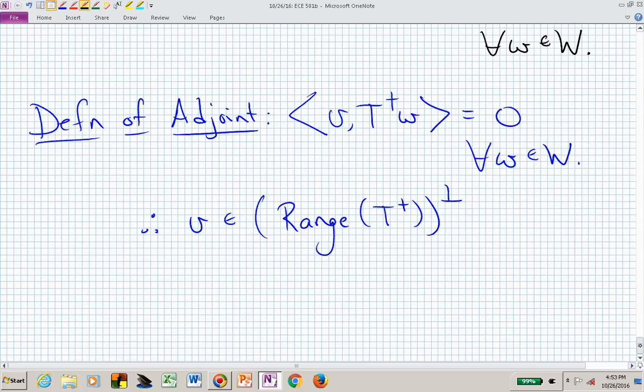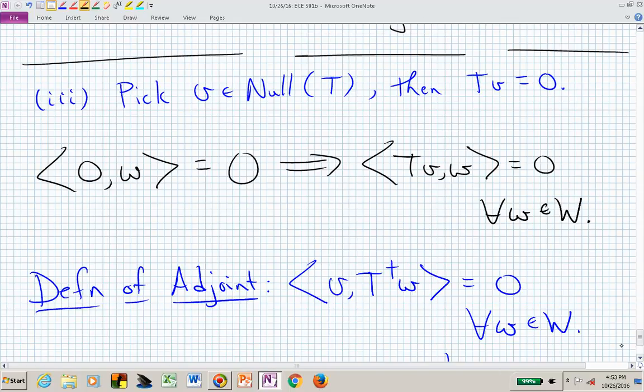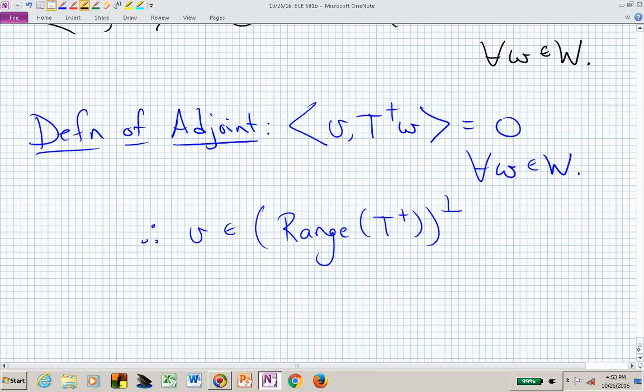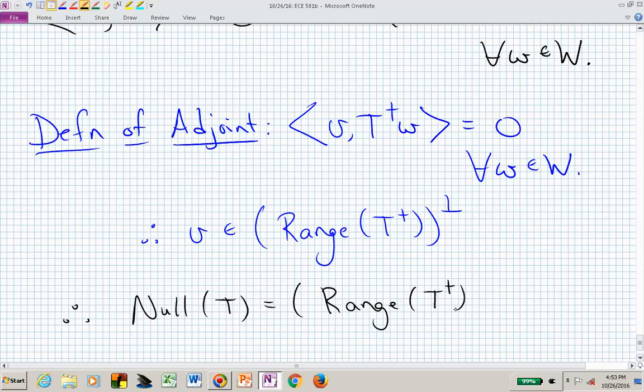But where did we begin with V? V was in the null space of T. So now we've shown that V, we didn't change V. It was in the null space of T, and it's also in the orthogonal complement of the range of T dagger. And we've now been able to show that the null space of T is equal to the orthogonal complement of the range of T dagger.